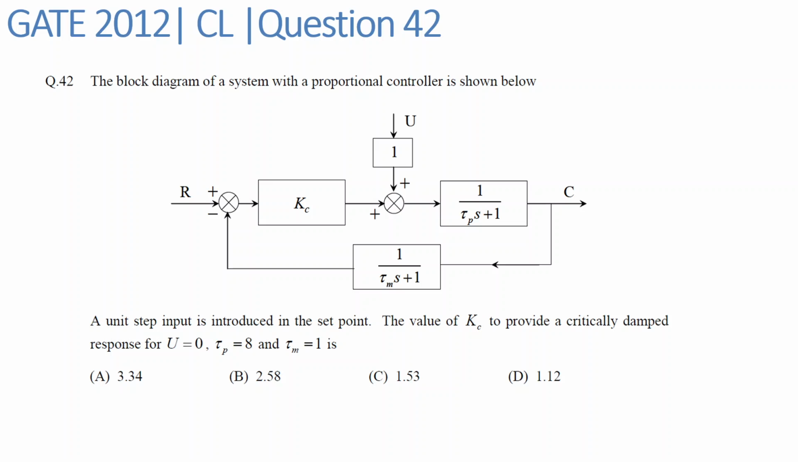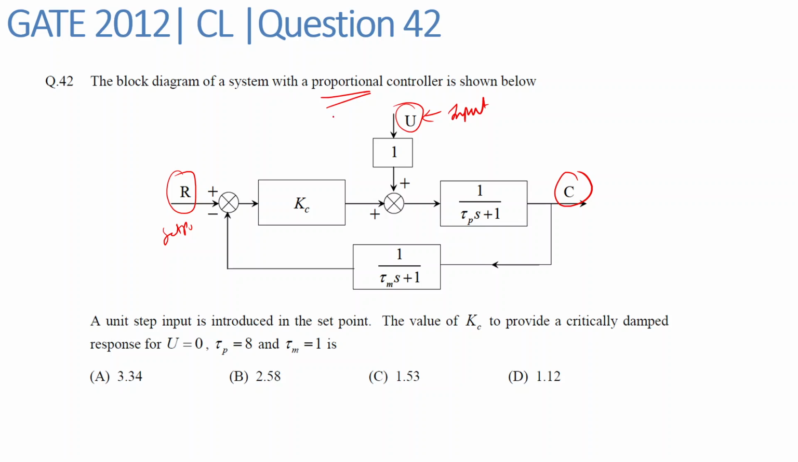So the first question for today is from GATE 2012, question number 42, and the question is: the block diagram of a system with a proportional controller is shown below. So we have this block diagram. You can call it the output, or you can call it the input or the set point. In general, it can be called an input, or we can call it the set point. Then Kc is a controller, a proportional controller.